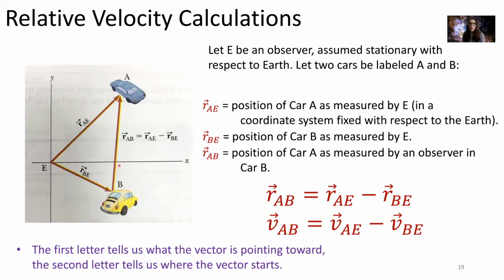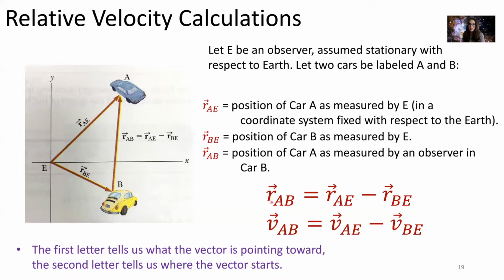So then we want to know, what is the position of car A as measured by an observer in car B? Okay, so these two observers are going to be moving with respect to each other. We could also solve this problem to find the position of car B as measured by an observer in car A. We could do that too. But let's just focus here on finding the position of car A as measured by an observer in car B. Okay, and so this equation right here is how we would do it. There's a method we can use.